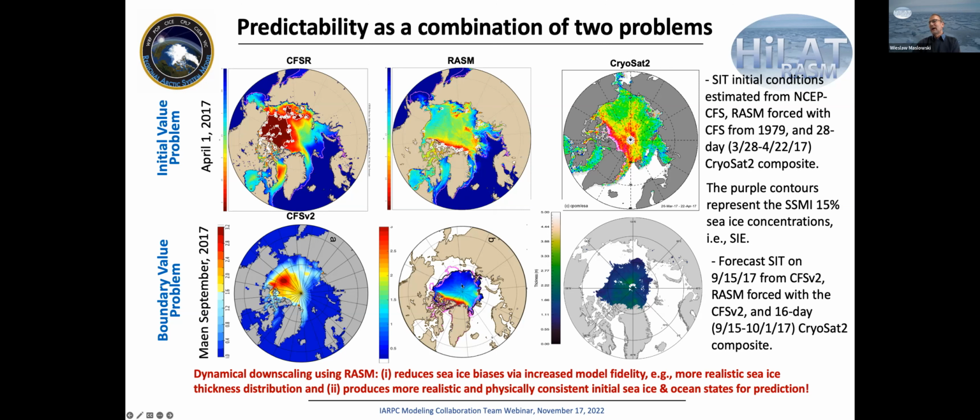RASM is showing a reasonable ice thickness distribution and ice extent compared to the sea ice extent from the NSIDC shown here with the purple color, and the composite from Cryosat-2 for the second half of September is shown in the lower right panel. So basically, dynamical downscaling is demonstrated here to reduce sea ice biases via increased model fidelity, including, for example, a more realistic sea ice thickness distribution. And this helps to produce more realistic and physically consistent initial conditions that actually carry over at least 6 months into the predictions.